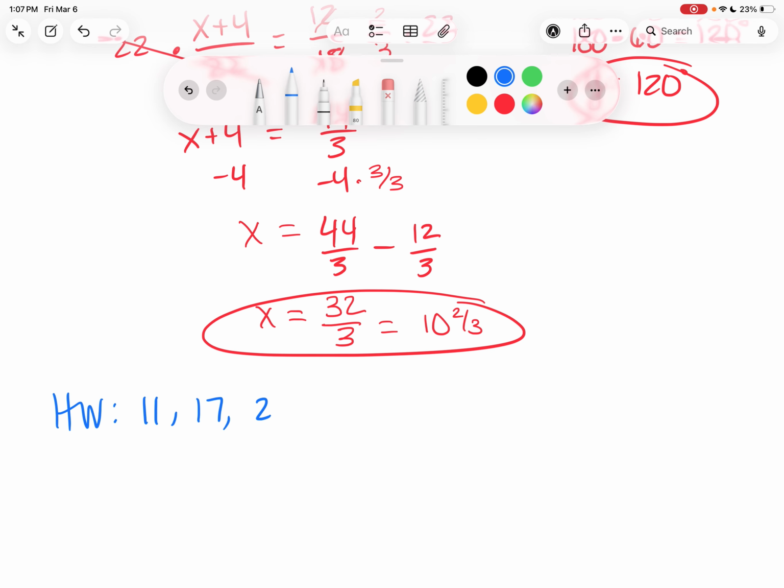24 through 28. So that's going to be just like the one that we did. There's one slight difference in it, but the overall type of problem is the same. And then 39. So that's not that many. I think you'll be okay.